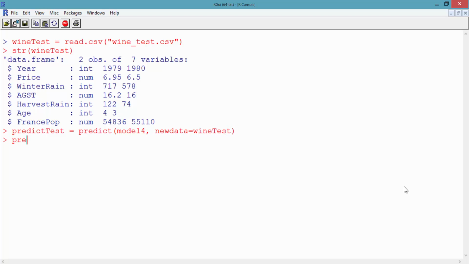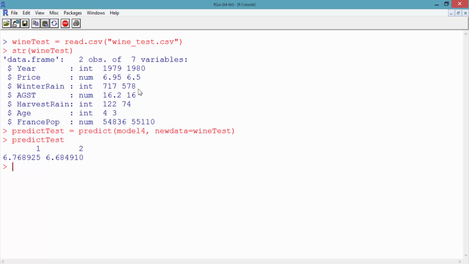If we take a look at our predictions, we can see that for the first data point, we predict 6.7689, and for the second data point, we predict 6.6849. If we look back at our str output, we can see that the actual price for the first data point is 6.95, and the actual price for the second data point is 6.5. So it looks like our predictions are pretty good, but we can quantify this by computing the R-squared value for our test set.